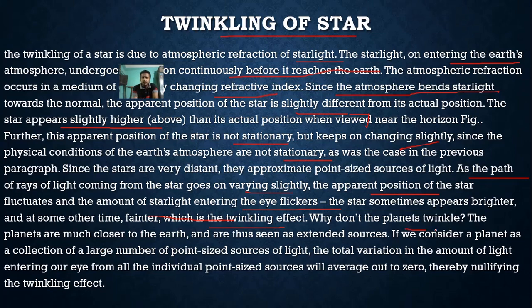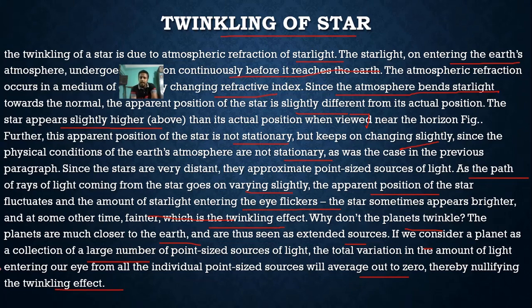Why don't planets twinkle? Because the planets are much closer to the Earth and thus are seen as extended sources. If we consider a planet as a collection of a large number of point-sized particles, the total variation in the amount of light entering our eye from all individual point sources will average out to 0, thereby nullifying the twinkling effect.